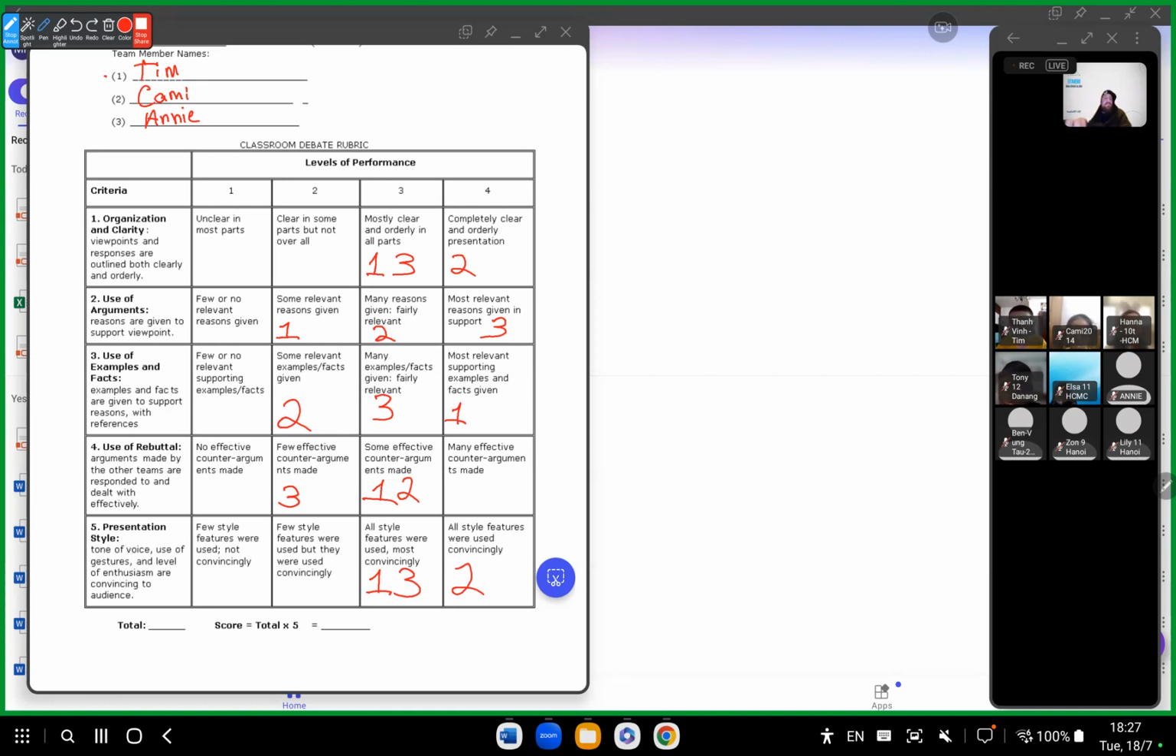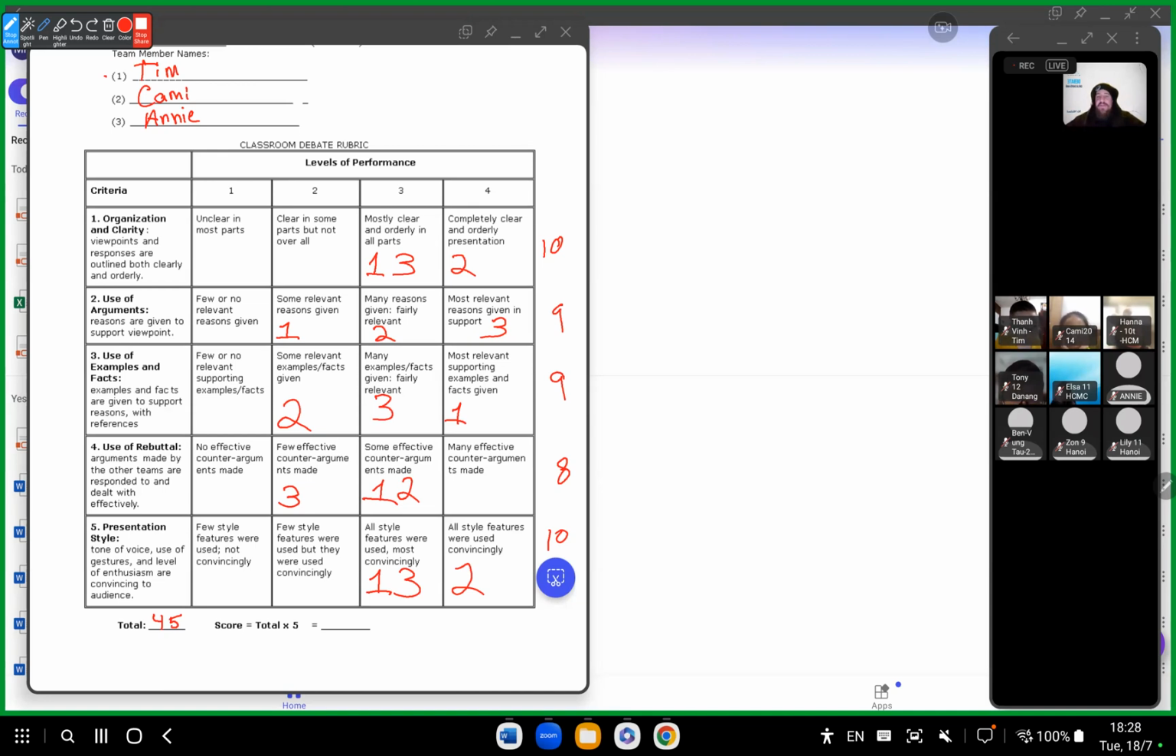We're going to take a quick break to count the points and see who wins. So we see here 3, 3, and 4, that's 10. 2, 3, and 4 is 9. 2, 3, and 4 is 9. 3, 3, 2 is 8. 3, 3, 4 is 10. So we've got 19, 27, 35.